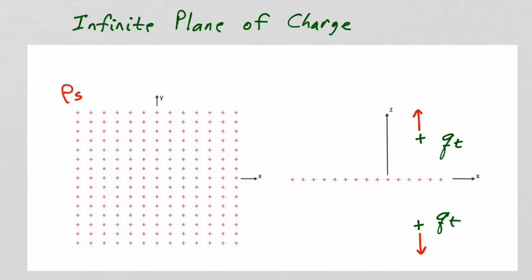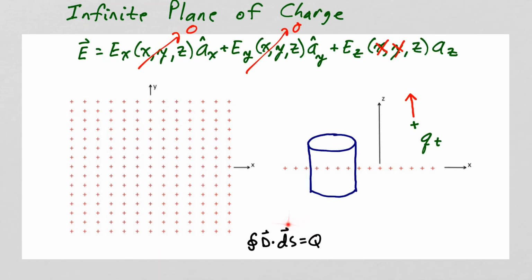You have the same situation for z less than 0, except that the direction of the force is flipped. It's now in the minus z direction. Let's now apply Gauss's law, and we're going to pick a Gaussian surface that matches the symmetry of the electric field intensity. So we pick a Gaussian surface whose top and bottom is parallel to the xy plane and whose side is perpendicular to the xy plane.